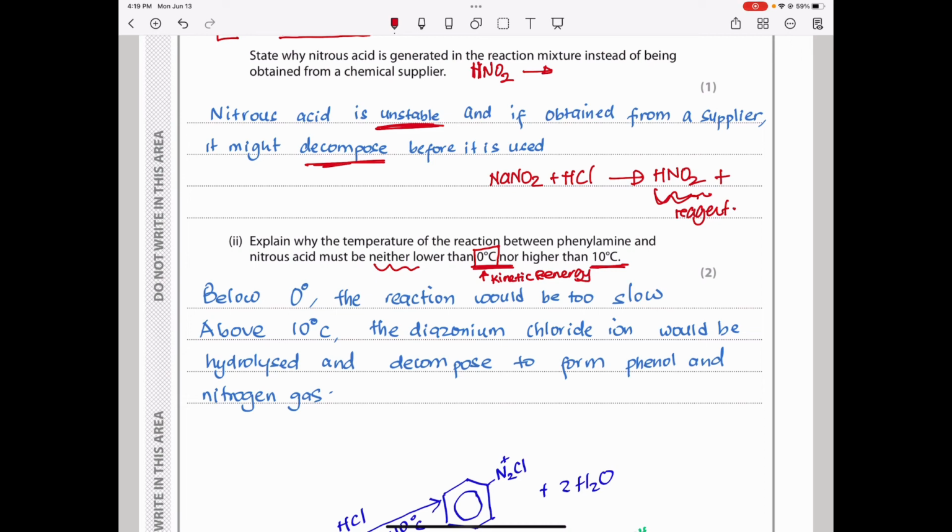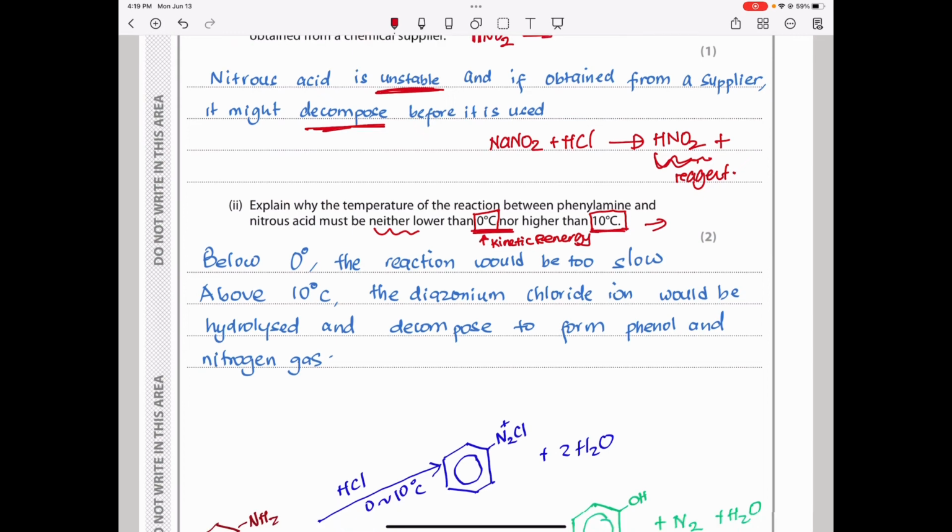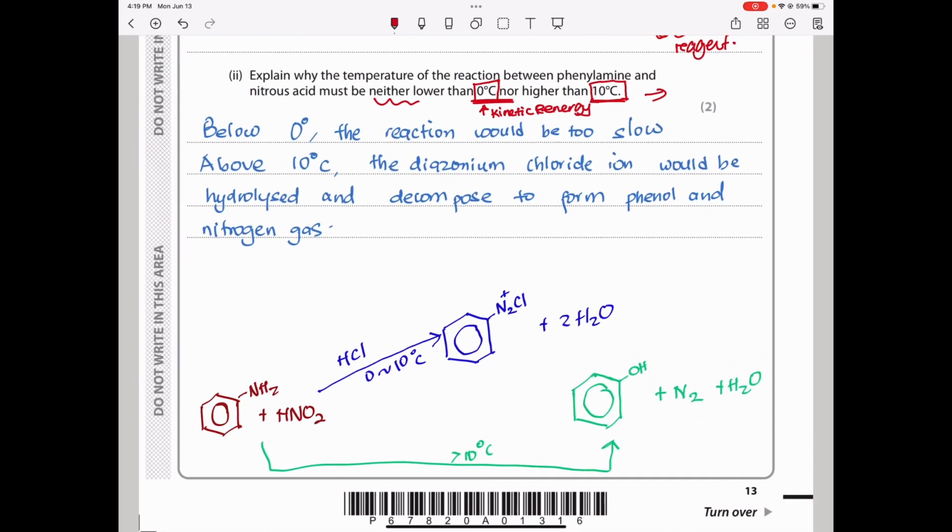If the temperature is higher than 10, there is a chance that the product, which is the diazonium chloride, is going to be hydrolyzed, because remember the products will be diazonium chloride as well as water. So the water will react with the diazonium chloride, converting it to, as you can see here, this is what I wrote here. So the first one is when we react at a temperature between 0 to 10, we will get the product we're interested in. This is the diazonium salt as well as the water.